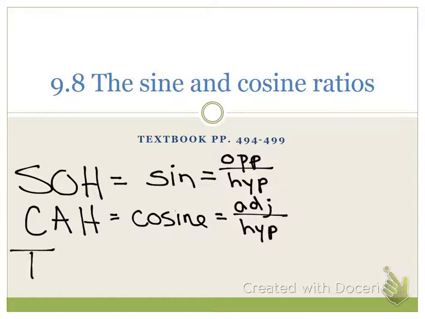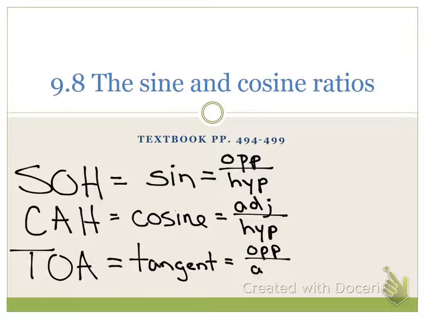And then TOA is the one that we learned yesterday. T stands for tangent, O for opposite, and A for adjacent. These are our templates for setting up our trig ratios and plugging in our values. All right, so now let's look at how this is going to look in an example.